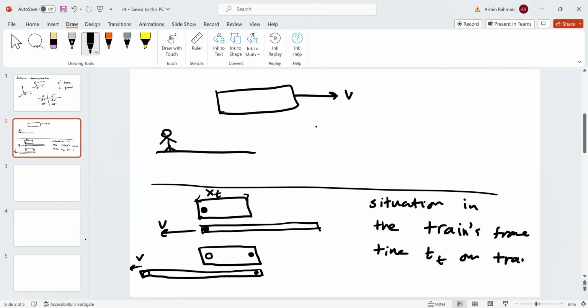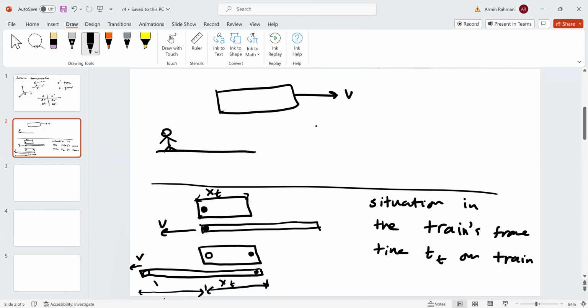Okay. So then this observer, if she looks at what's happened on the ground, where are the marks on the ground, what is she going to see? Well, she sees a distance x_t from here to here. And then she sees that this end of the platform has moved by a distance v times t_t, right? That's the time that has passed.